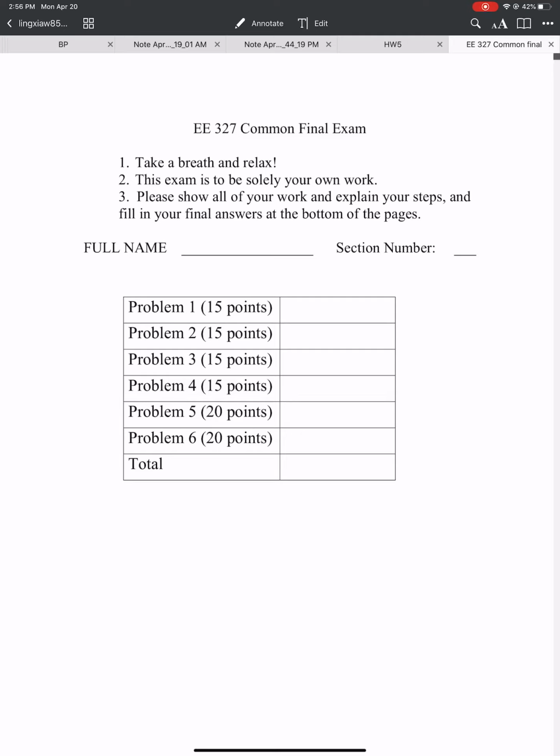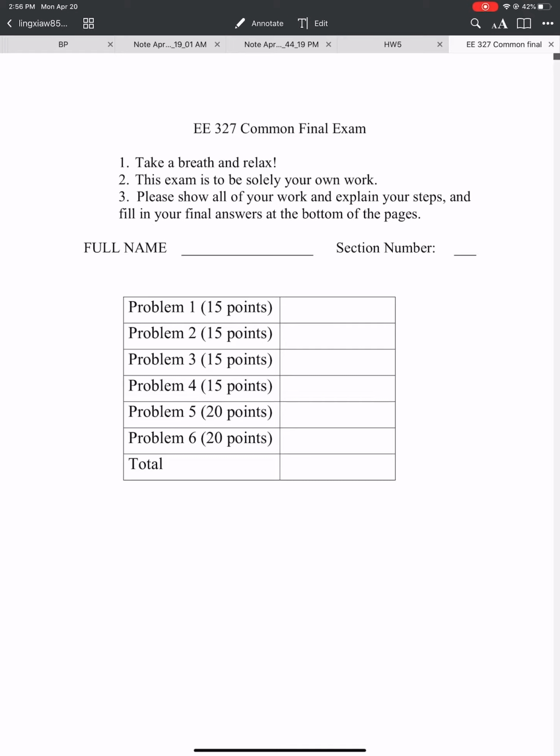The exam question is already available on the Canvas, and you guys can download it. And as usual, after you finish the exam, re-upload it on the Canvas so I can easily grade it.